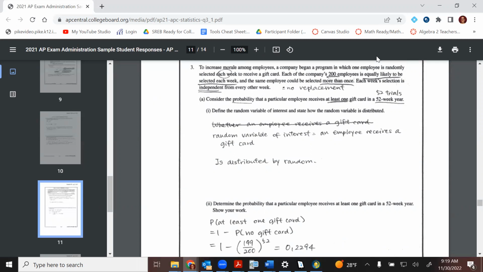How many employees are we looking at here? Just looking at one. There's 200 employees of the whole company, but in part A, we're considering the probability that a particular employee receives one, so we're looking at just one person. We want to determine whether or not they received at least one gift card. Is it possible to get more than one at this company? Yeah, not the same week. Every week, one person is drawn. But because it's a random drawing, you could potentially get lucky and win the second week as well, right?